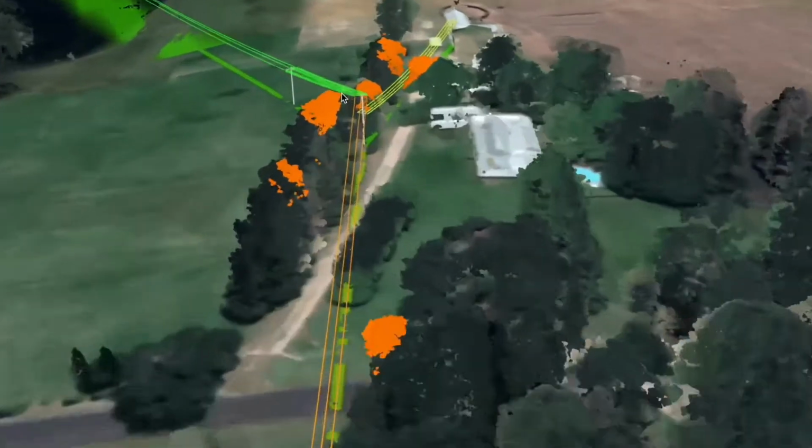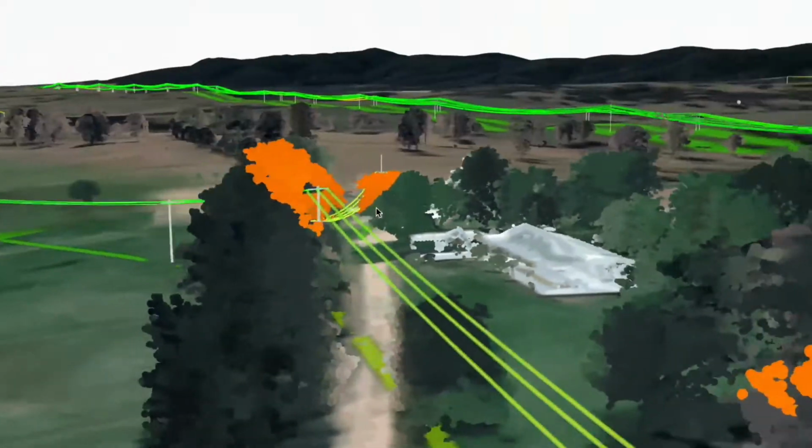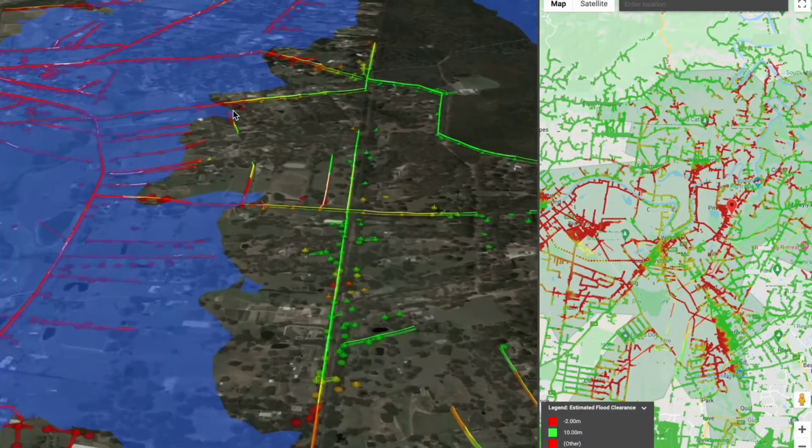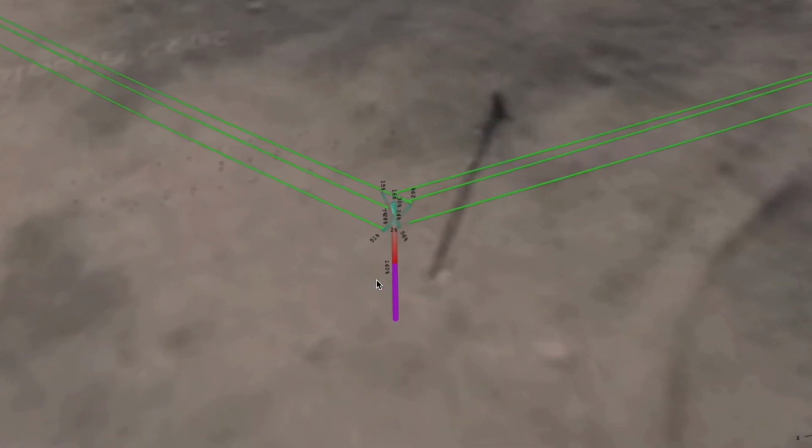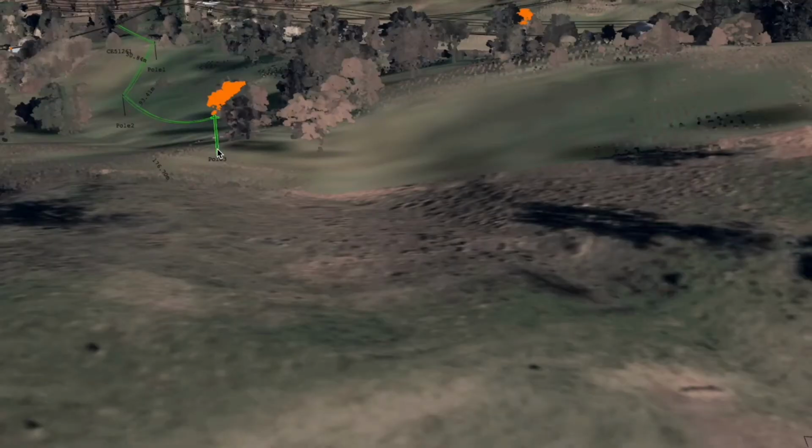Where are my wildfire vegetation encroachment risks? Where will my assets be affected by floods? What assets would fail in a storm and high winds? Can we attach third-party attachments on existing assets? How should we extend the power network?